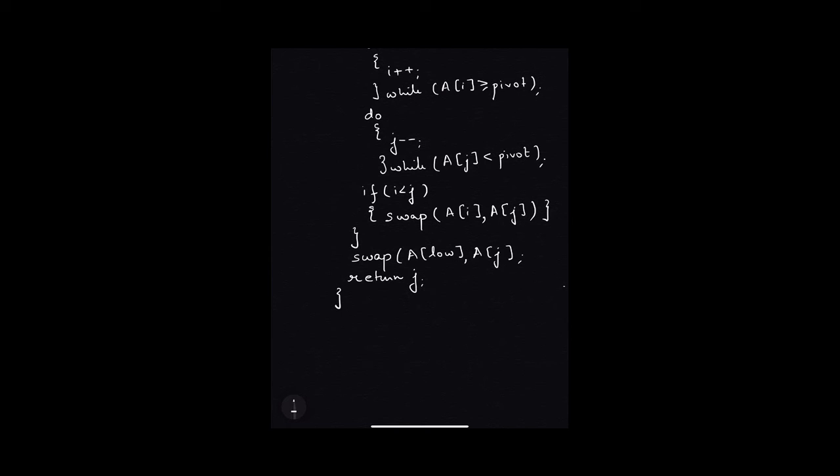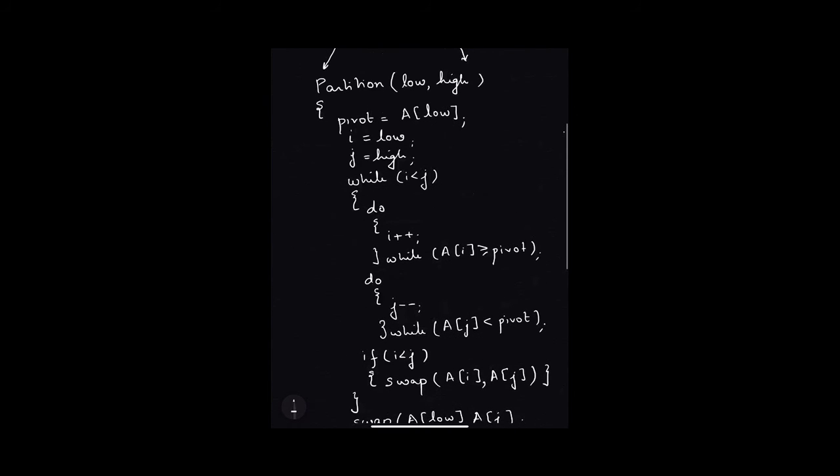Now I have to see what the time complexity of my partition algorithm is. We can see that while traversing my array, I am traversing all the elements in my array one time. So I can say that the partition algorithm takes time complexity of order n, because at every pass, you are traversing n elements.